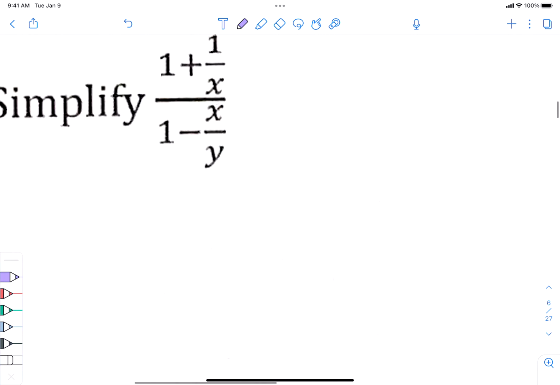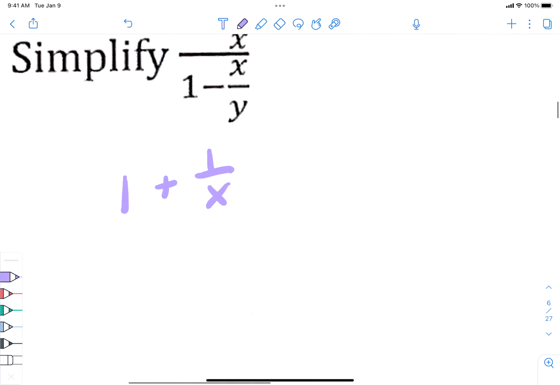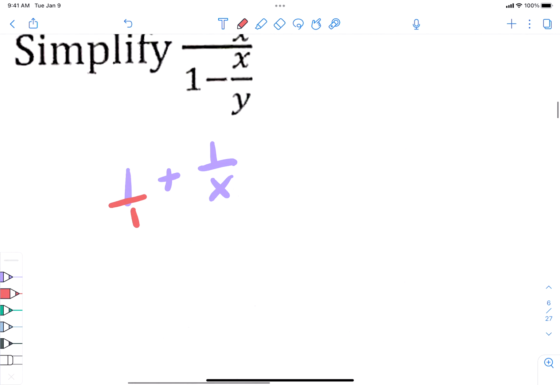So let's go ahead and put 1 plus 1 over x, and let's put those together, okay? 1 plus 1 over x. We're just going to work the top part, okay? 1 plus 1 over x. All right, what is 1 as a fraction? 1 over 1. Okay, now if I find a common denominator there, what's my denominator going to be between 1 and x? X is going to be my denominator, right? So x and then x, okay?